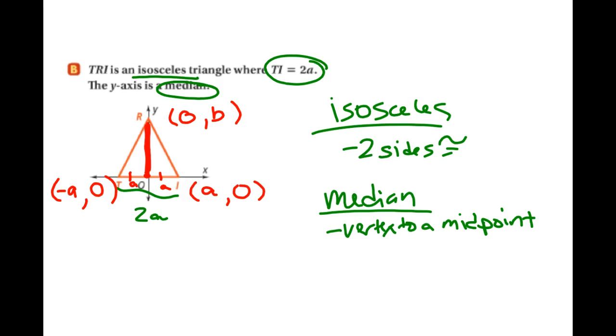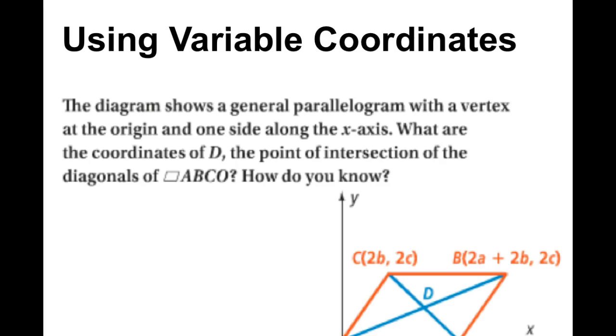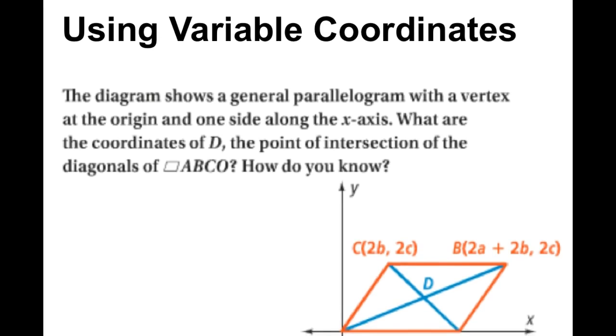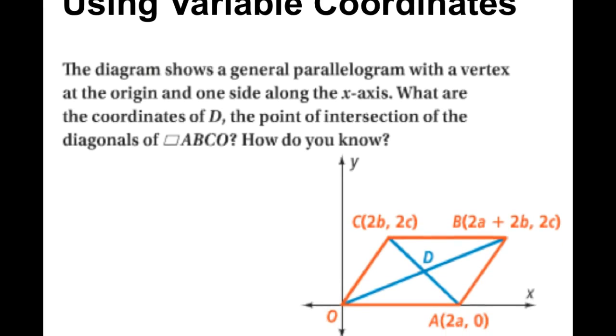So hopefully you're getting some of the hang of this now. Using variable coordinates. So this one gets a little bit more complicated with our parallelogram here. It says, the diagram shows a general parallelogram with a vertex at the origin, so that's to help us out, and one side along the x-axis. What are the coordinates of D, the point of intersection of the diagonals of ABCO?